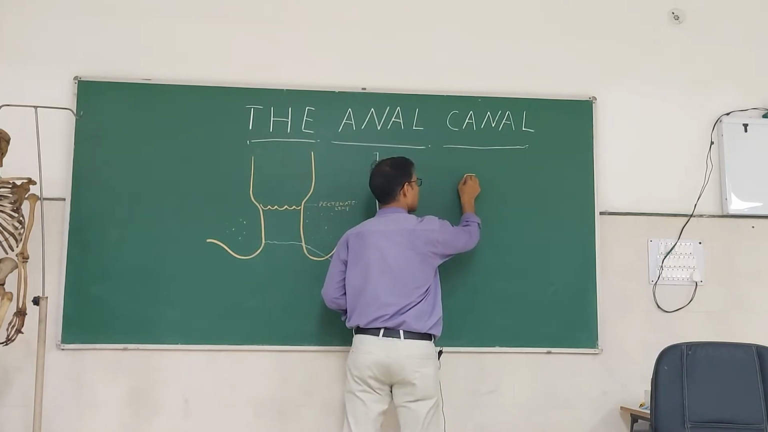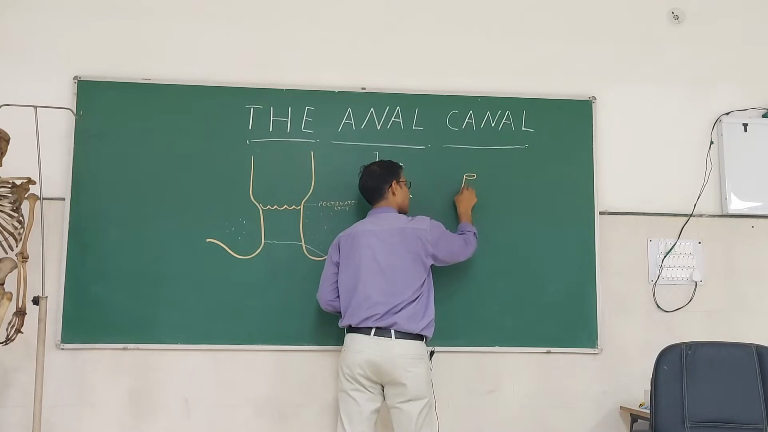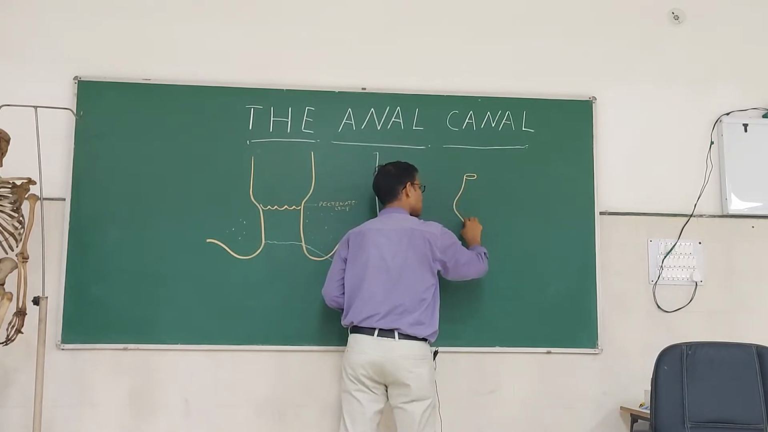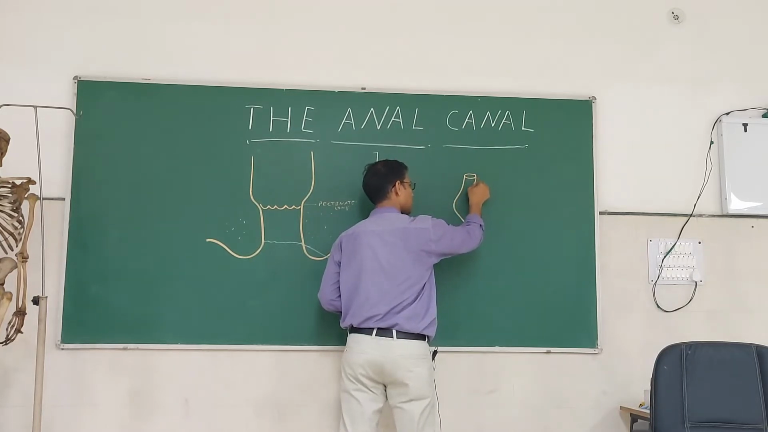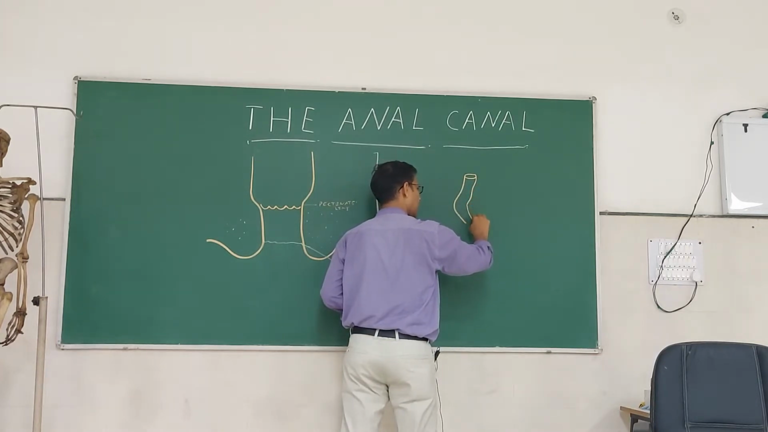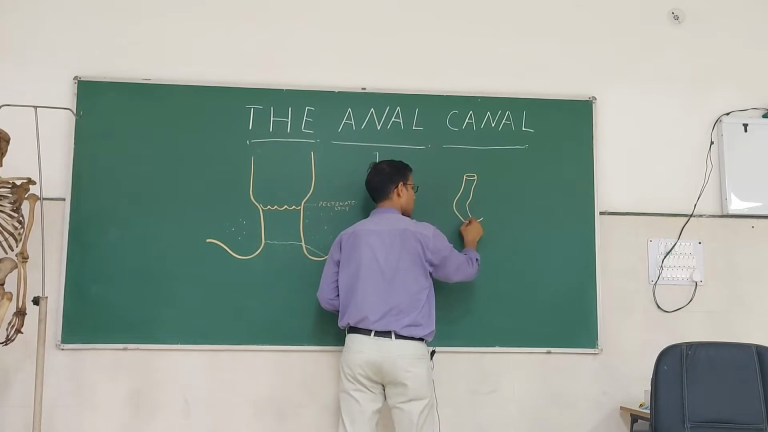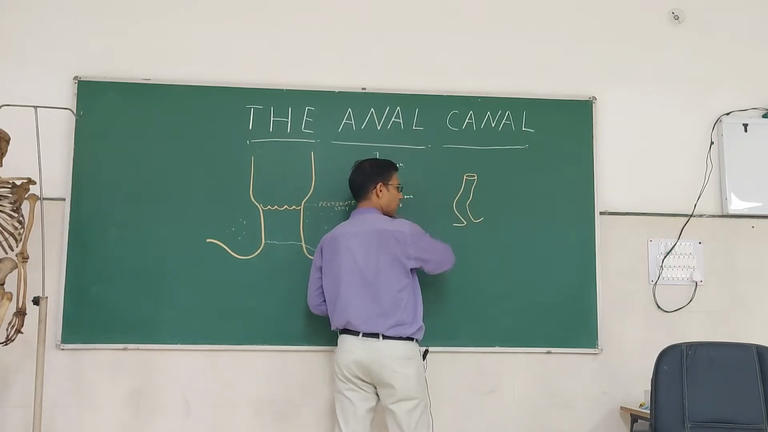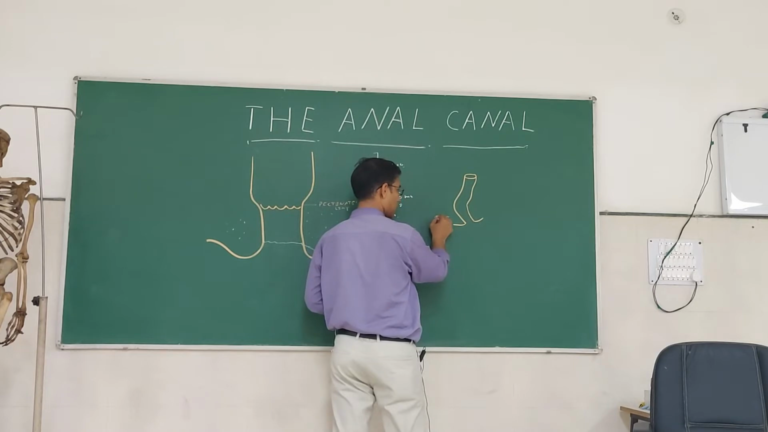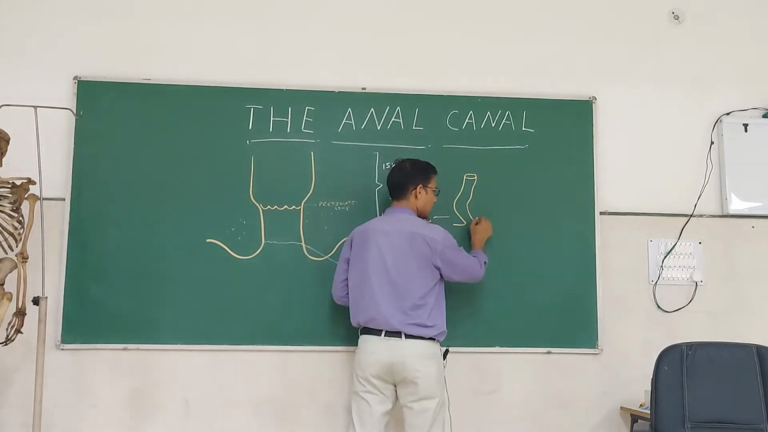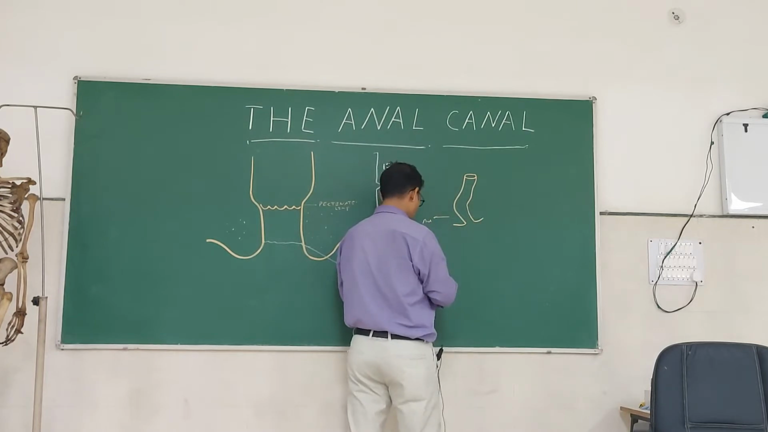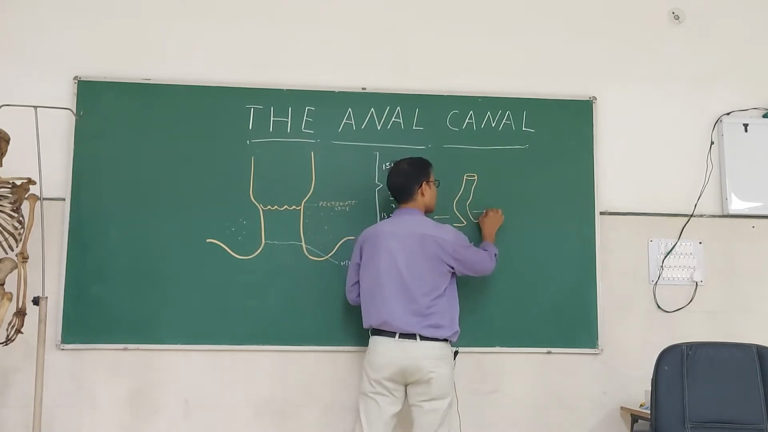This is the anal canal, and there is twisting of the anal canal. This is the twisting of the anal canal, and the anterior wall of the anal canal is shorter in comparison to the posterior wall. This is the posterior wall of the anal canal.